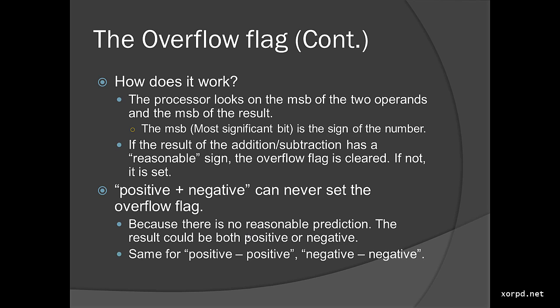How does it actually work? The processor looks at the most significant bits of the two operands and the most significant bit of the result. I just remind you of this notation. MSB actually means the most significant bit of the number. Maybe it could be easier for you to understand it as the leftmost bit of the number, including the leading zeros, of course. If the result of the addition or subtraction has a reasonable sign, the overflow flag is clear. If it has an unreasonable sign, the overflow flag is set.